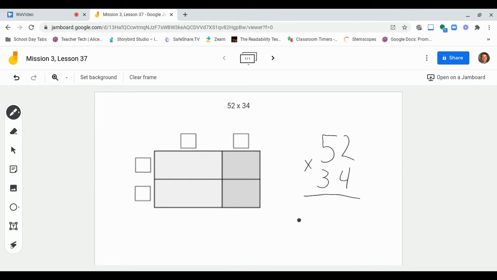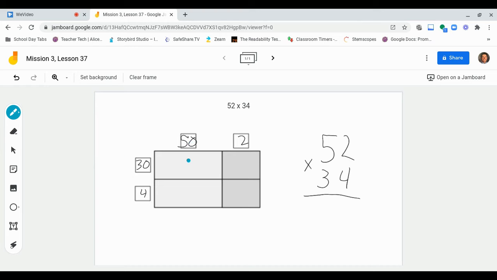Now, if we did 52 times 34, again, we're going to break down 52 and 34, and we've drawn out our area model here. See 4 boxes right there. I'm going to break 52 down to 50 and 2, and I'm going to break 34 down into 30 and 4. And what am I going to do now? Well, I'm going to multiply.